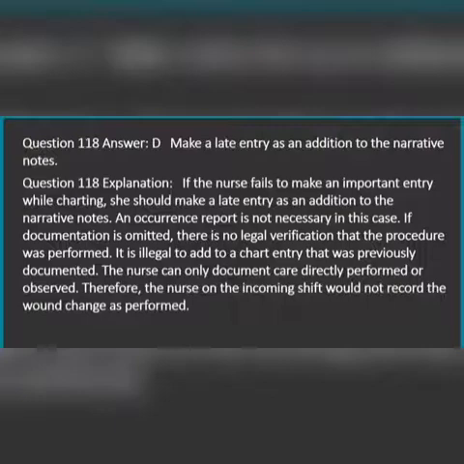Question 118 Explanation: If the nurse fails to make an important entry while charting, she should make a late entry as an addition to the narrative notes. An occurrence report is not necessary in this case. If documentation is omitted, there is no legal verification that the procedure was performed. It is illegal to add to a chart entry that was previously documented. The nurse can only document care directly performed or observed. Therefore, the nurse on the incoming shift would not record the wound change as performed.